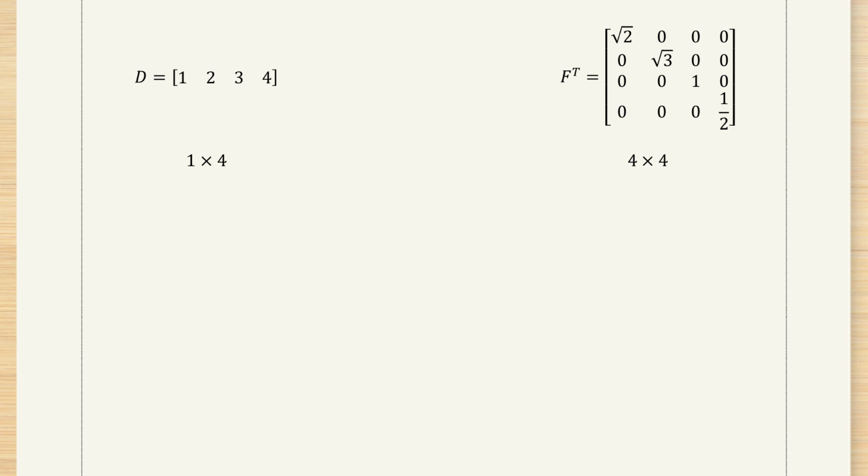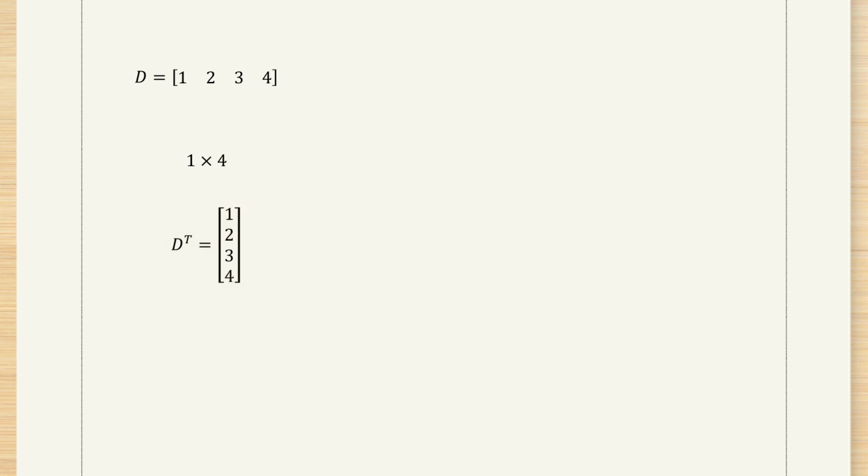D is a row vector, 1, 2, 3, 4, going horizontally. The transpose just turns that row into a column. D transpose is 1, 2, 3, 4 vertically. D is 1 by 4. D has 1 row and 4 columns. D transpose has 4 rows and 1 column.